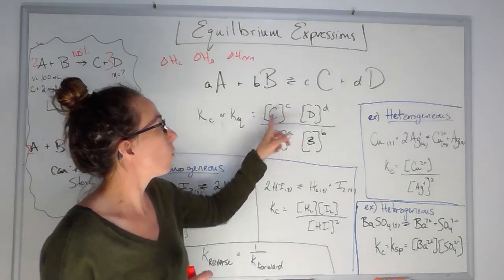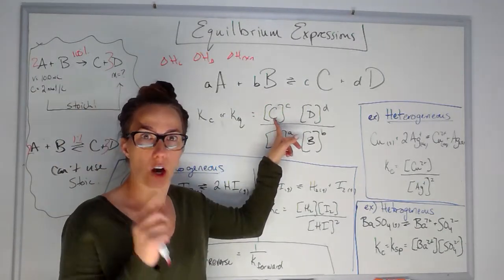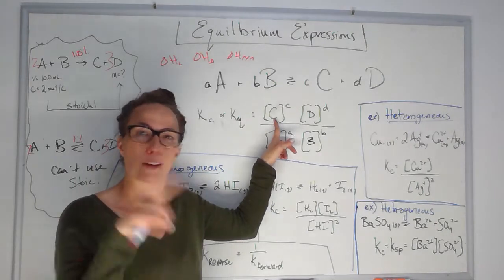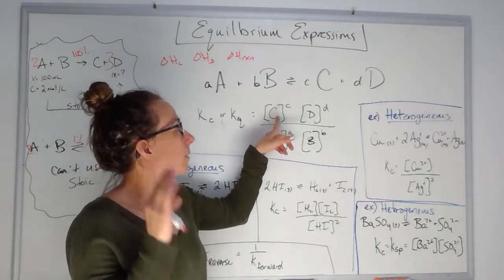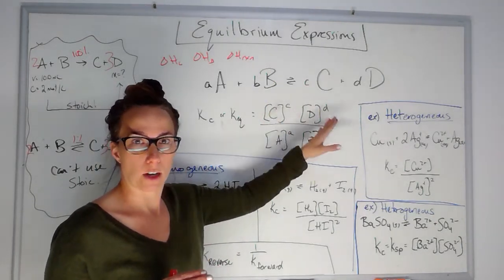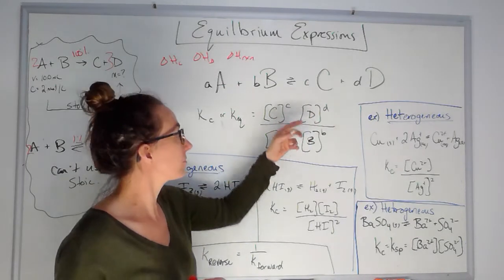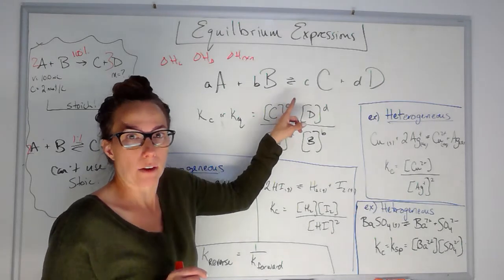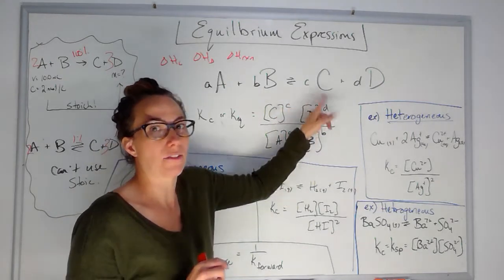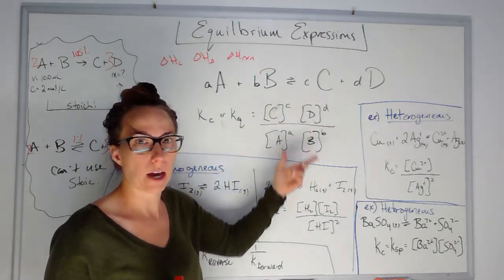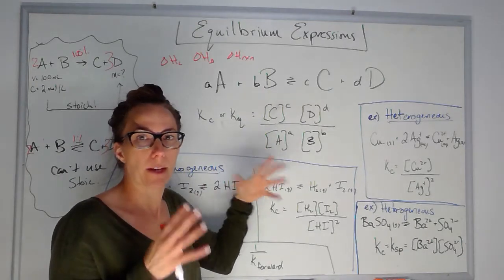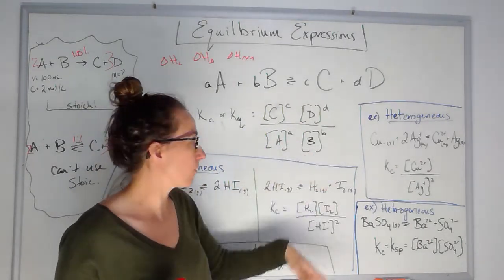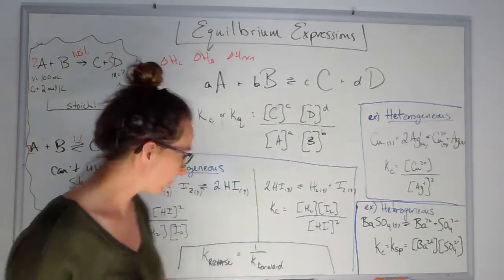Okay, anyway, so what you're going to get is your products, the concentration. It has to be concentration. So if they give you mole and volume, you got to figure out concentration. So I'm going to take my concentration of the products and multiply them by each other. And they're to the power of the coefficient. So C to the power of its coefficient times D to the power of its coefficient, all divided by, and I get this ratio happening, this quotient, A to the power of its coefficient times B to the power of its coefficient. So here's some examples for you.